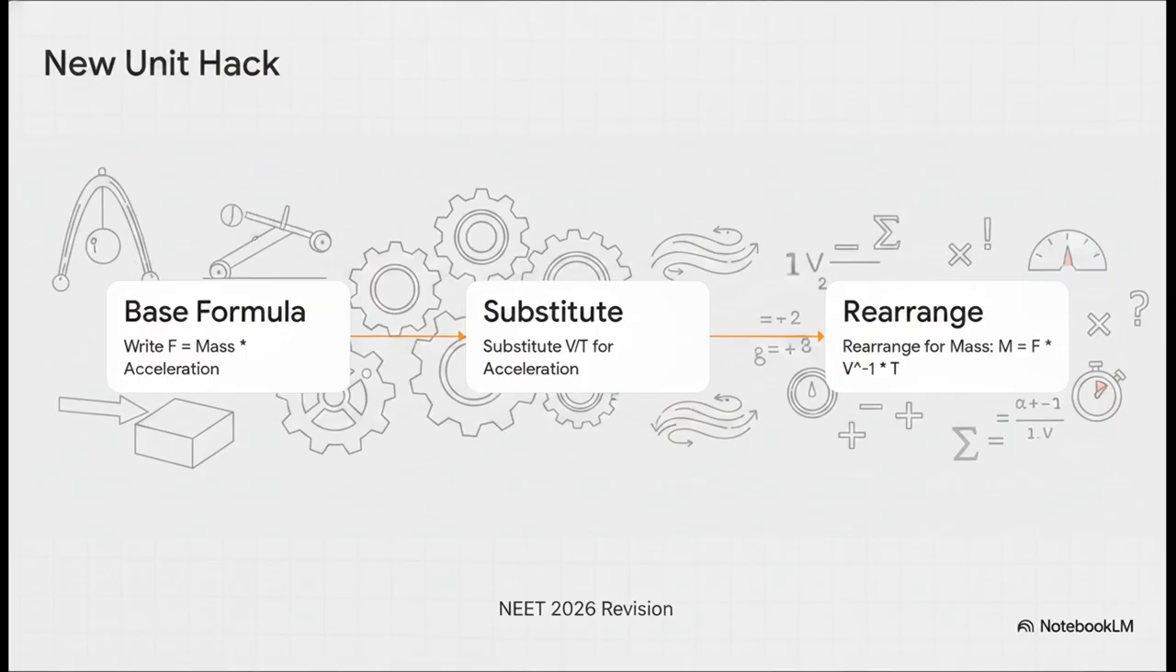Step 2: we need velocity and time in there, so just substitute acceleration with velocity divided by time. Step 3: rearrange the algebra for mass. Mass equals force times time divided by velocity. Bring velocity to the top, and you get F times V⁻¹ times T.